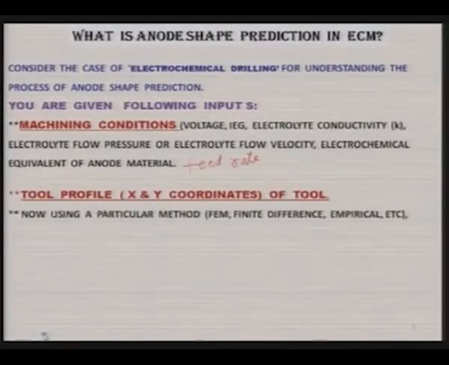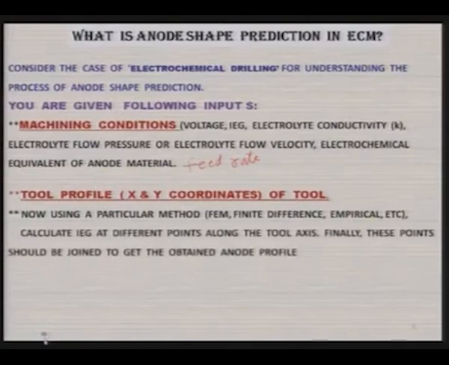Now, using a particular method, as I have mentioned in the earlier slides, you can use one of the various methods for prediction of the anode shape. Numerical methods are like finite element method, finite difference method, empirical method, cos theta method or any other method, depending upon your acquaintance and convenience. Calculate inter-electrode gap at different points along the tool axis. Finally, these points should be joined to get the obtained anode profile.